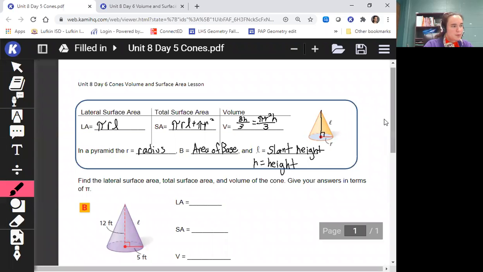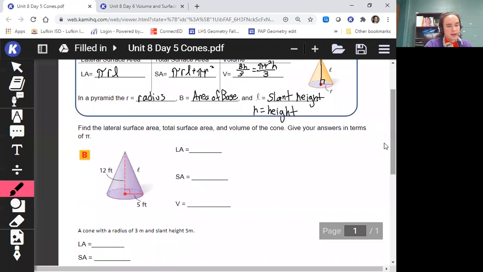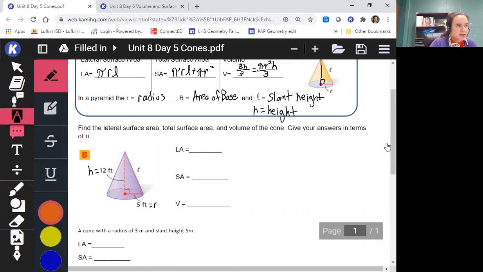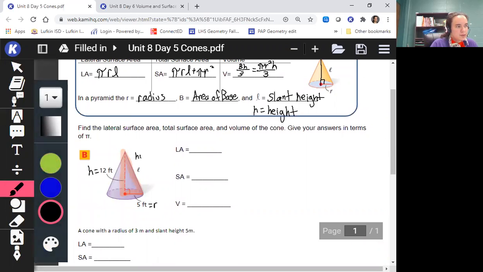Our first example, we want to find our lateral area, surface area, and volume. And we know our radius, it's 5, and we know our height is 12. So we need to find our slant height. To find our slant height, we are going to use Pythagorean theorem because we do have a right triangle. And our slant height is our hypotenuse.